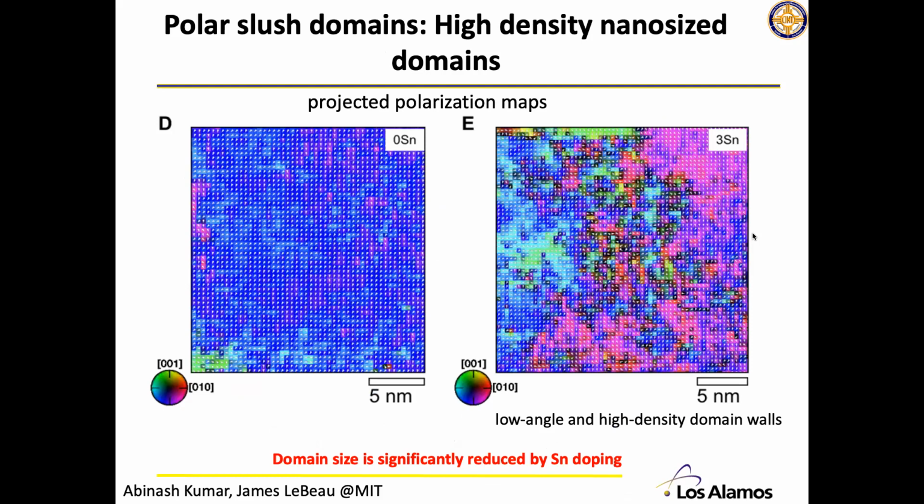We also collaborated with James LeBeau from MIT, and we got some projected polarization maps. The left side is without tin doping, and the right side is 3% tin doping. Both samples show nanodomains because of this unique growth condition. But with 3% tin doping, the domains break down to a very small size, I would say less than 10 nanometers.